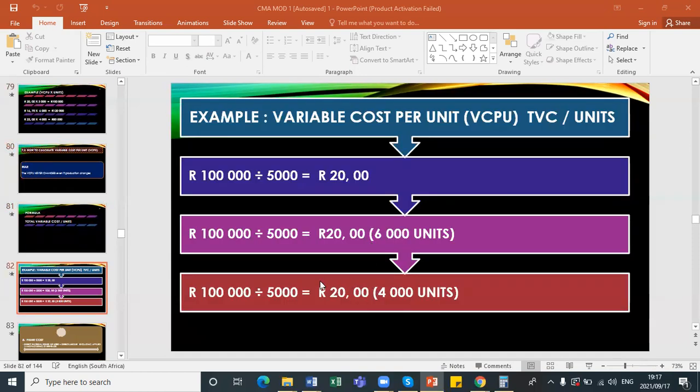In the third scenario here, our production has changed to 4,000, but our variable cost per unit will remain 20 Rand as it did when production started. So we take the same information when we started out. There's 100,000 divided by 5,000 gives you 20 Rand, even though production has changed.